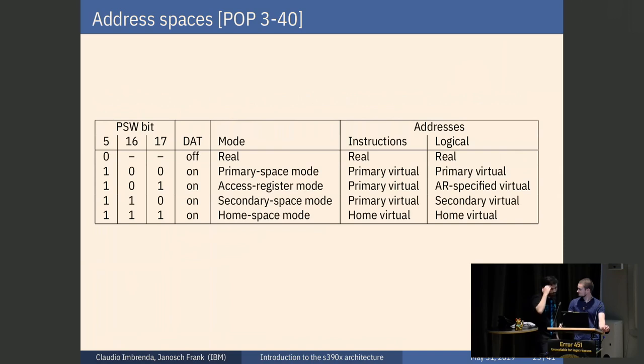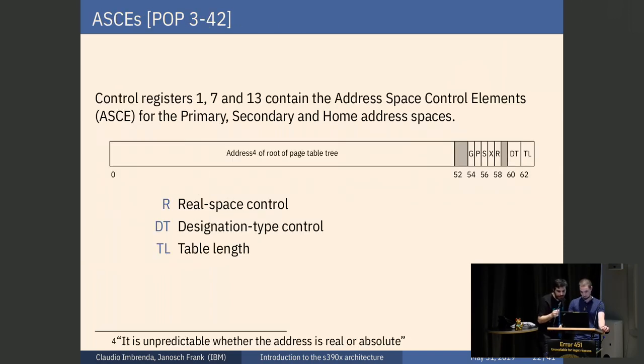You forgot one thing. Go back. One interesting thing is the R bit. Because you can still specify that an address space is a real space. So even though you have enabled paging, you can still use real addresses on a specific address space. Because why not? Nobody uses that. But we have to support it.